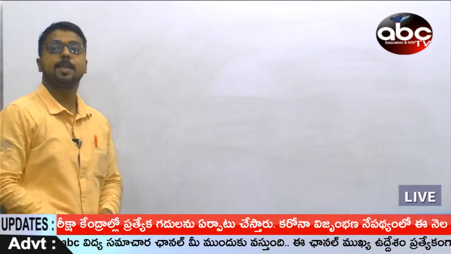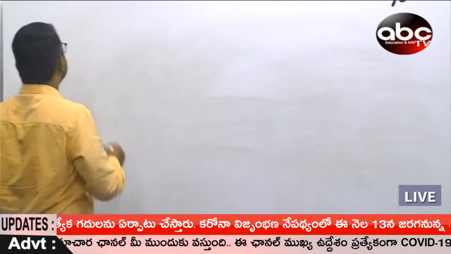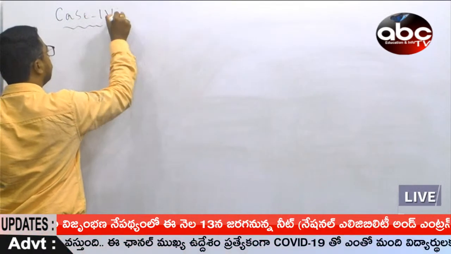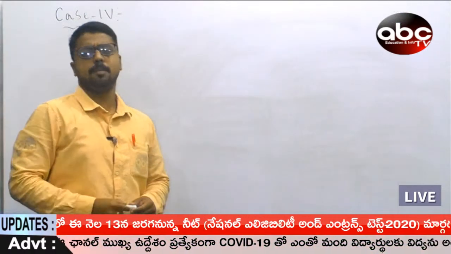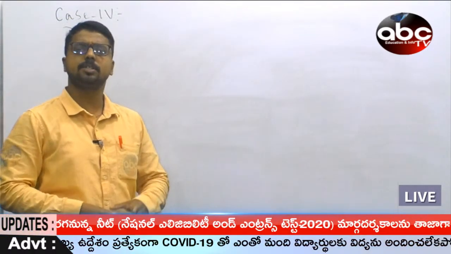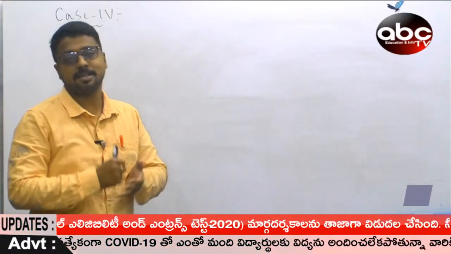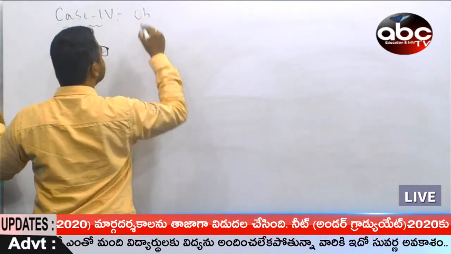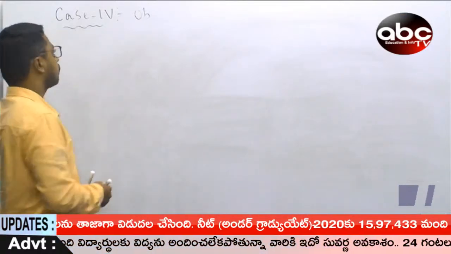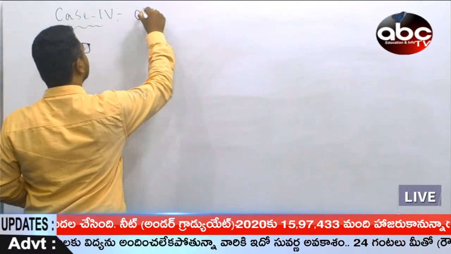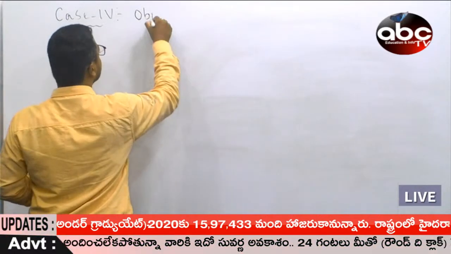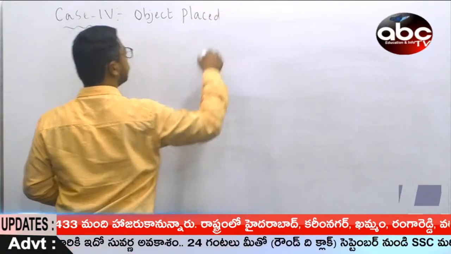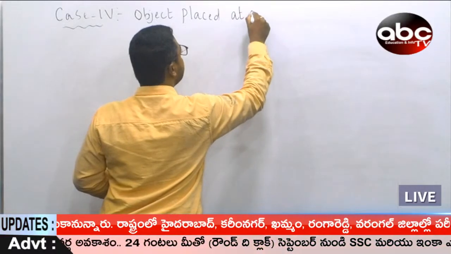So let us be back to the next case. This is called as case 4. What do you mean by case 4? Everything has its own heading. So now let us implant a fourth heading, that is nothing but object placed at infinity.